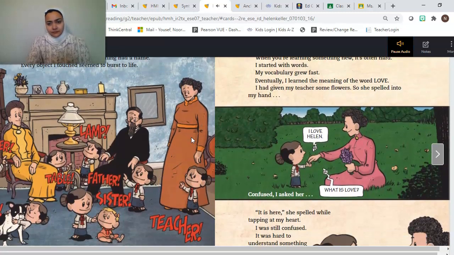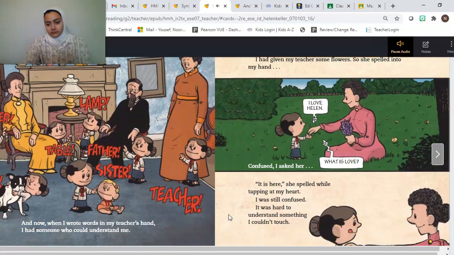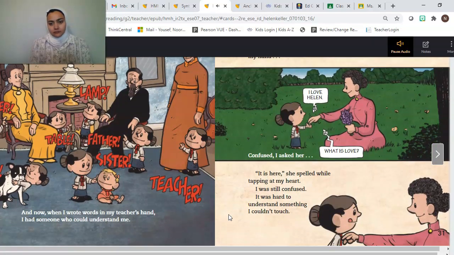I started with words. My vocabulary grew fast. Eventually, I learned the meaning of the word love. I had given my teacher some flowers, so she spelled into my hand, I love Helen. Confused, I asked her, what is love? It is here, she spelled, while tapping at my heart. I was still confused. It was hard to understand something I couldn't touch.